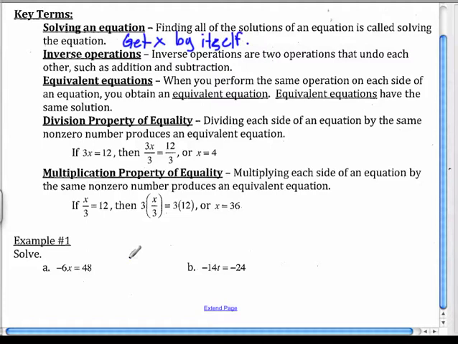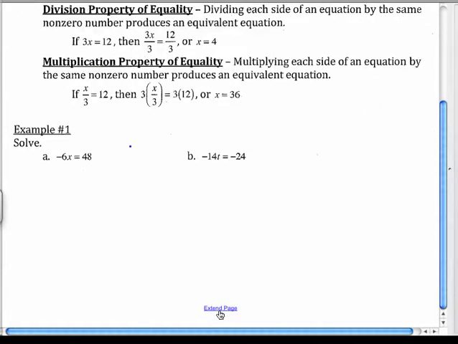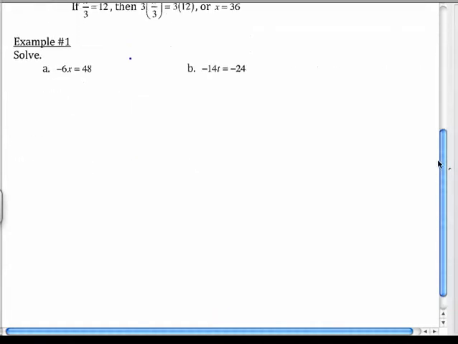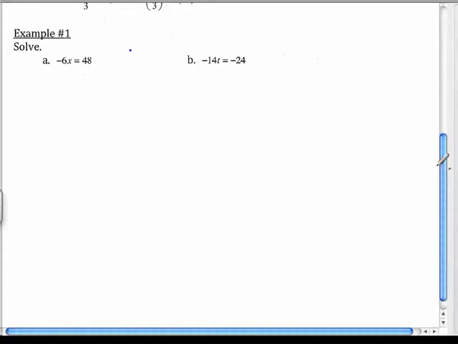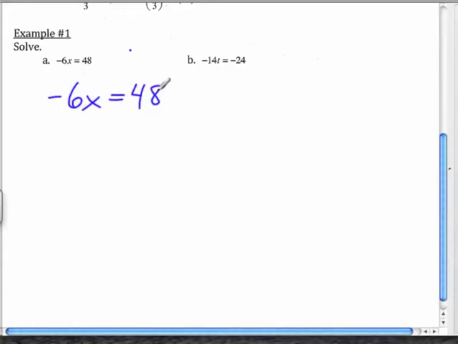Okay? All right. Let me extend the page a little bit so we can see these examples here. And I may even write this a little bit bigger. Let's look at this first one. It says negative 6x is equal to 48. And I'll draw a big line here so I don't mess that up.